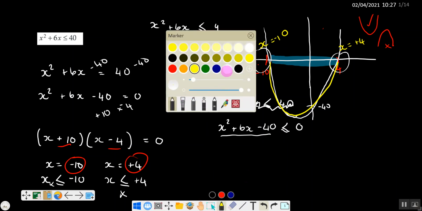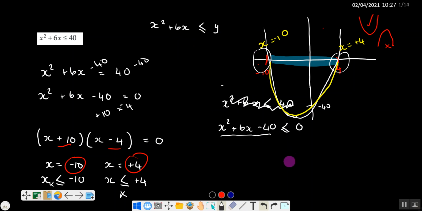I describe that by saying that x needs to be actually not less than negative 10, but greater than or equal to negative 10, and less than or equal to positive 4. Okay? So I've done that by looking at the sketch. What's the other way? Well, should I pause? Are you all right with that? Should I pause and let you write that down?